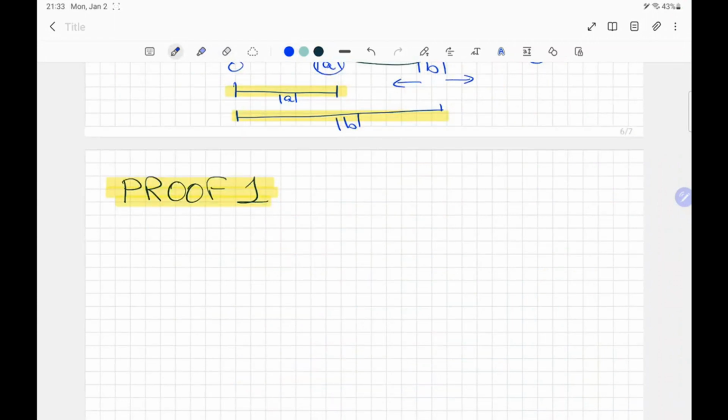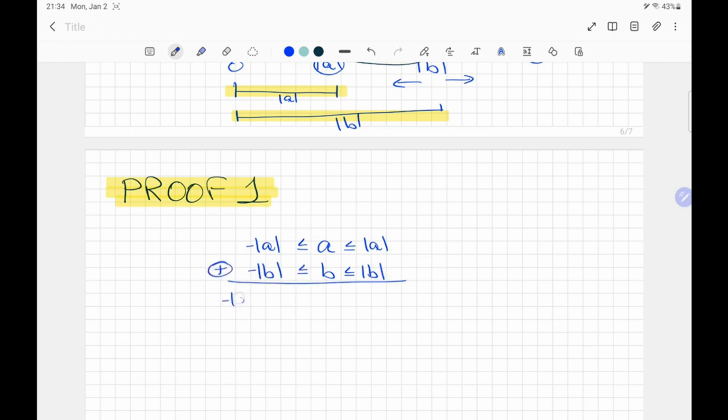And in the first one, we're going to make use of the fact that A lies between the absolute value of A and minus the absolute value of A. And obviously the same is true for B, right? So B lies between the absolute value of B and minus the absolute value of B. So let's take these two inequalities and add them up.